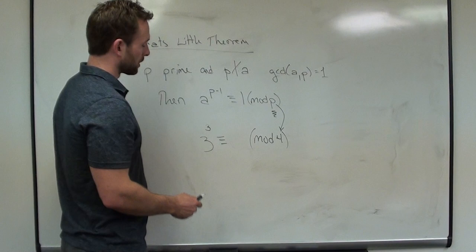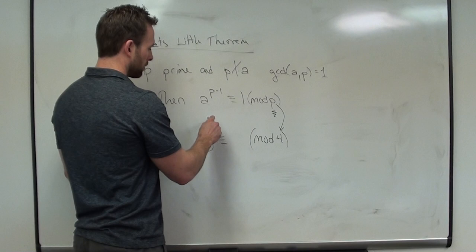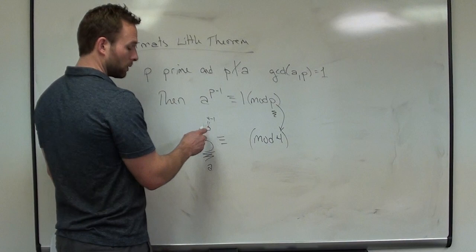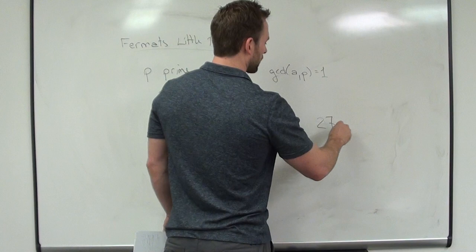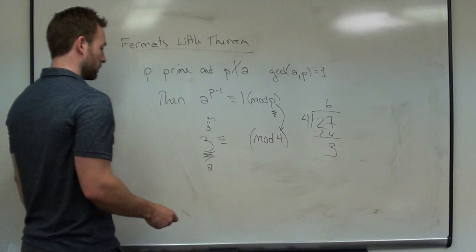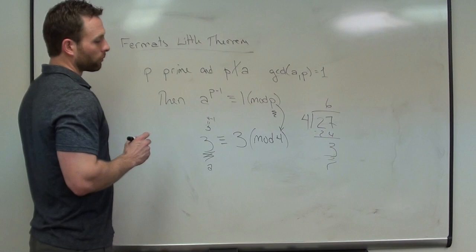Can I do 3 raised to the, sorry, that's 4 minus 1, if you can't read that. This 3 is to the 4 minus 1, and this 3 is just the A value that we chose here. It turns out 3 to the 3rd is 27, but 27 mod 4, the easy way to look at that is the division algorithm: a long division, it goes in there 6 times, then we get a remainder of 3. So we've got a bunch of 3s floating around. And what we're hoping for is to get a 1 here.